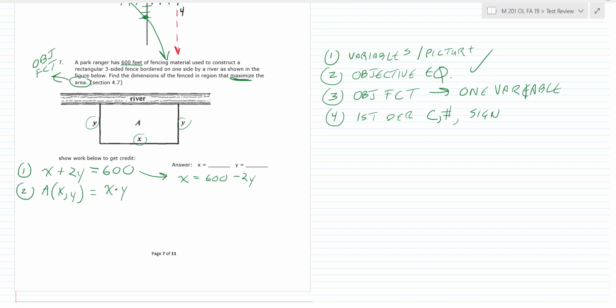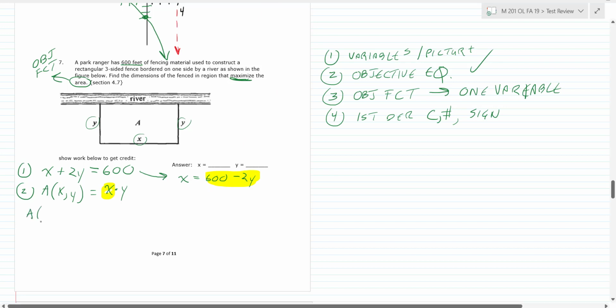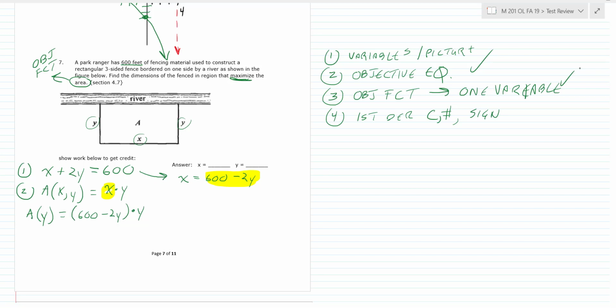Okay, so what I'm going to do is take x, and I'm going to replace it with 600 minus 2y. So now I've got an objective function, and it's going to have one variable y in it now. The x is going to change to 600 minus 2y. I got the y alone. Okay, so we've got our objective function, and we're all set. Once you get that objective function, now you're going to do derivative, first derivative, critical numbers, sign chart, second derivative test if you want to verify whether you get a max or min.